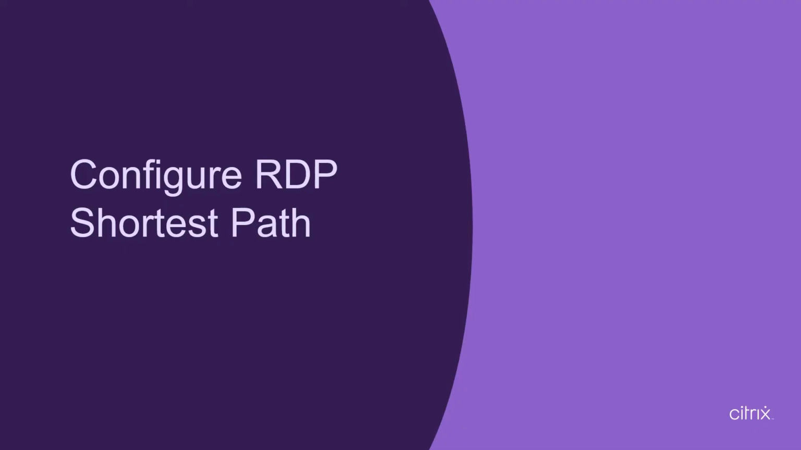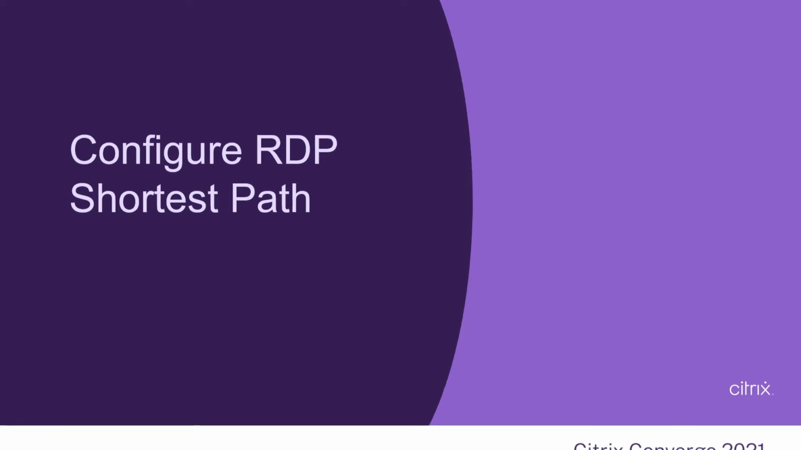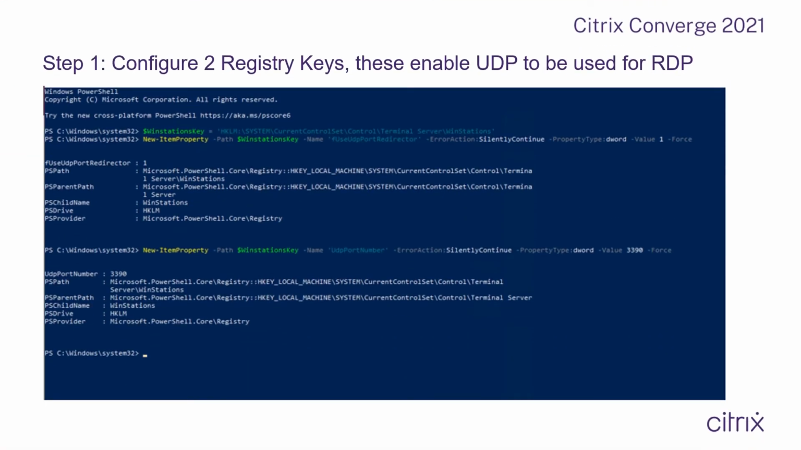Now let us see how we can configure RDP Shortpath on the session host VM in our next slide. This can be done in just 2 steps. In the first step, we need to configure 2 registry keys in Windows. This enables UDP to be used for RDP. I have done that with the help of PowerShell, as you can see on the screen. Now I ran 2 PowerShell scripts here, you can see here.